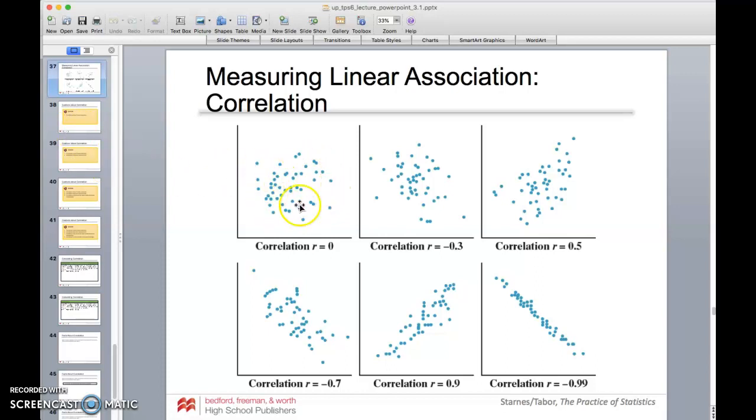All right, so those are some examples of some different correlations that you see here. This graph right here, you can kind of tell there's no association. Here it's negative, but it's kind of weak, so we say about -0.3. This one is a positive trend, but kind of loose about a line, so about 0.5.